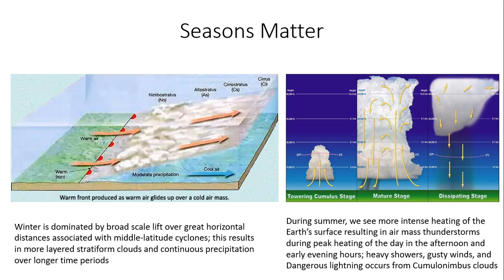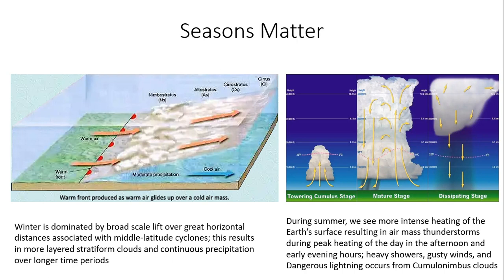The graphic on the left, we have more of a stratus cloud, layered clouds on the left. That's during the winter season, when our weather is dominated by broad-scale lift over greater horizontal distances associated with mid-latitude cyclones. This results in more layered stratus or stratiform clouds and more continuous precipitation over longer time periods. The graphic on the left shows that as warm air moves up and over colder air at the surface in association with this warm front. And remember earlier I said that the warm front has a much more gradual slope. It may be on the order of 1 mile in the vertical to 300 miles in the horizontal.